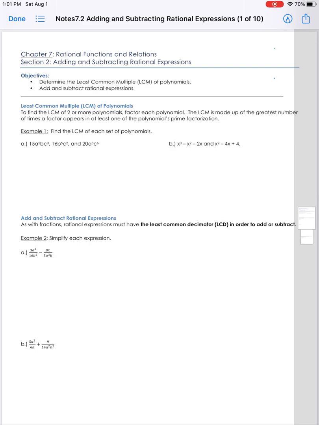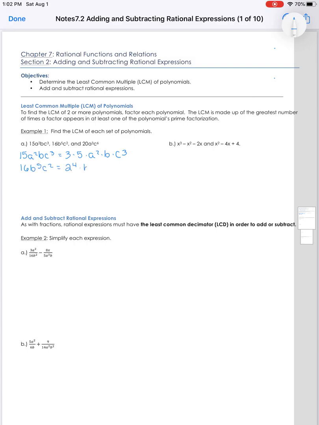So to find the least common multiple of 2 or more polynomials, we're going to factor each polynomial. The LCM is made up of the greatest number of times a factor appears in at least one of the polynomial's prime factorizations. So what you do is you take each separate term and you break it down into the prime factorization. So 15a squared bc to the third, well, that's 3 times 5 times a squared times b times c to the third.